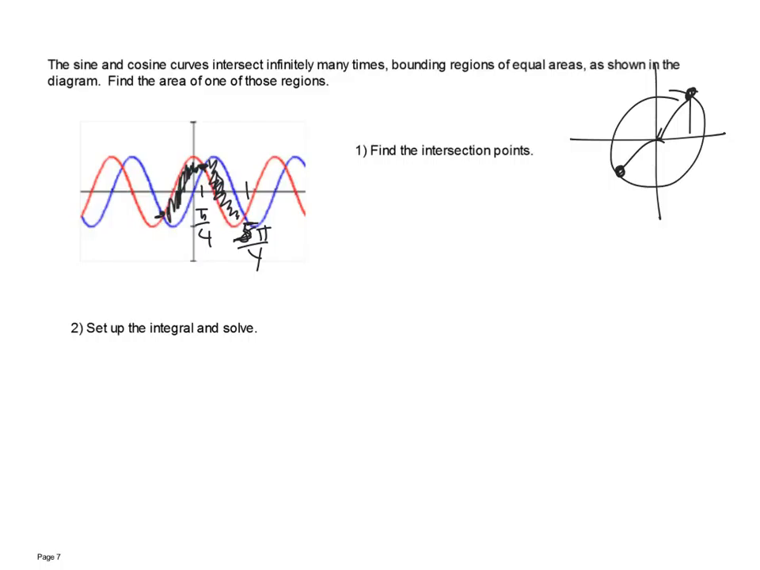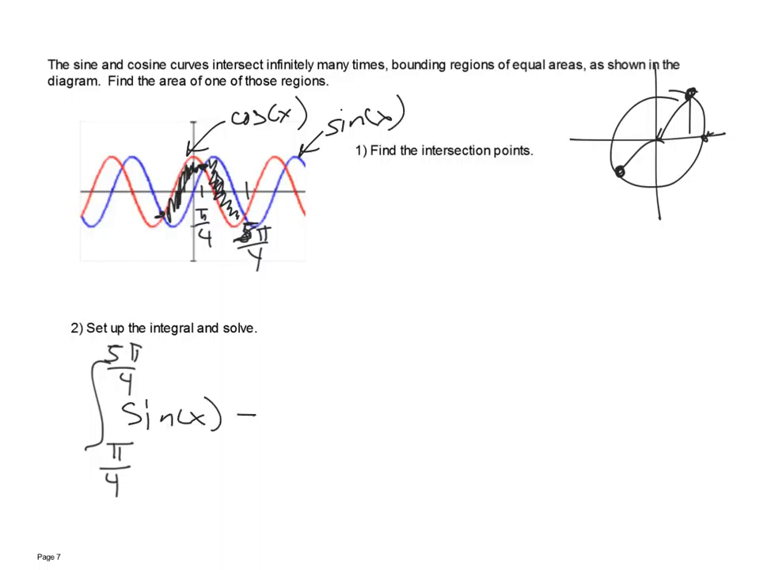I don't really care what the y values are at the moment to set up my integral. So to set up my integral, I'm going from pi over 4 to 5 pi over 4. And we have to figure out which is on top. Well, cosine is the red, because cosine starts at 1, and sine is the blue. So at least in our area, sine is the top curve, and cosine is the bottom curve.